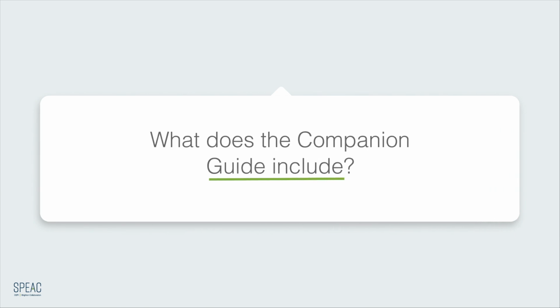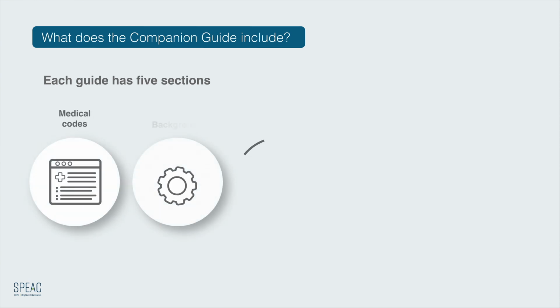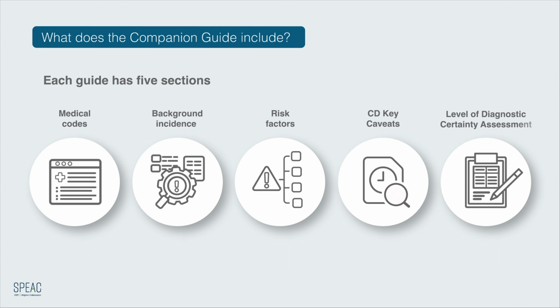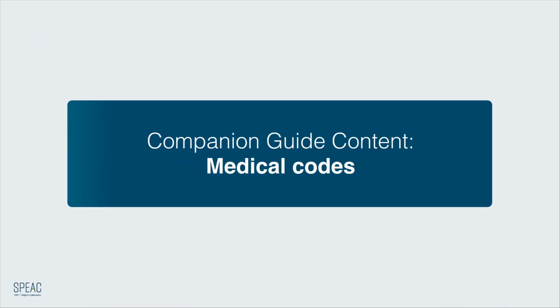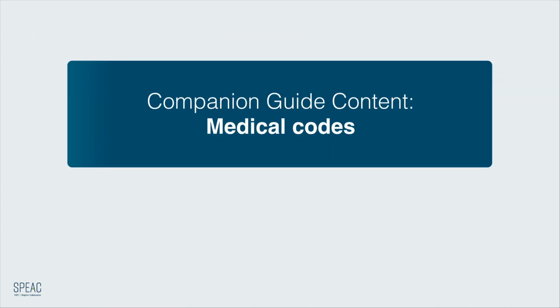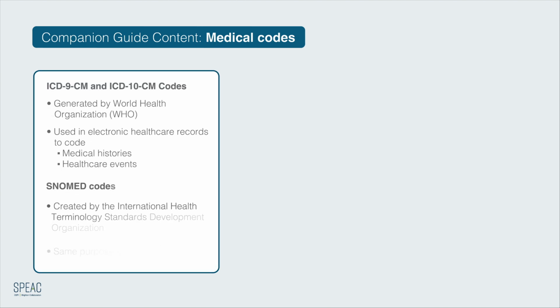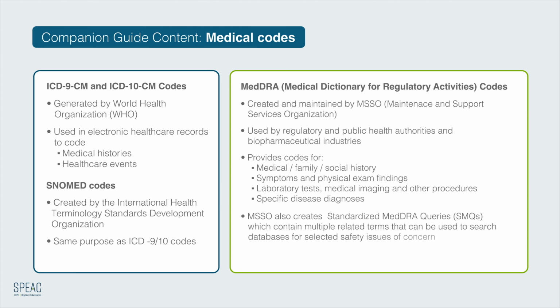So what does the companion guide include? The guides are composed of 5 sections that provide different resources and tools related to the specific adverse event. We will look at each in turn and provide examples from existing guides to show how the content can be applied. Section 1 provides medical codes for the adverse event. The codes and terms relate to the diagnosis of the specific event of interest, as opposed to individual signs and symptoms that may be present.